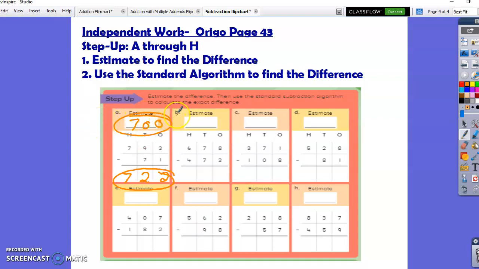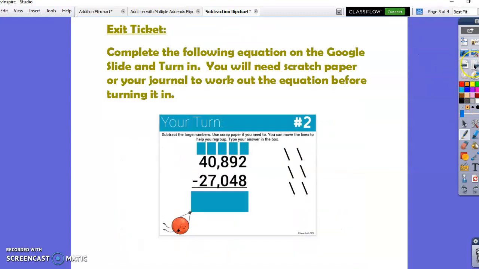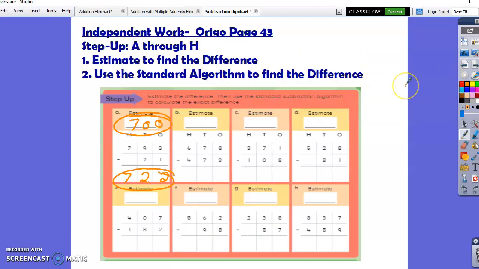I just worked through really quickly the very first one to help you guys out, but that will need to be done as your independent work. You will have to take a picture of your work inside the Orgo and submit it after that is attached. So make sure that you do that. Again, exit ticket first, and then once you've turned that in and I see it, then you can start on the independent work.